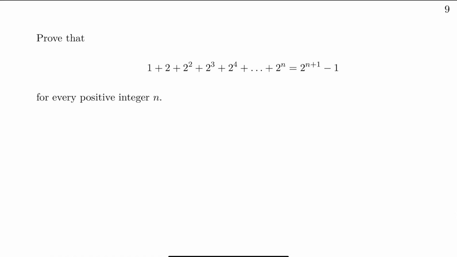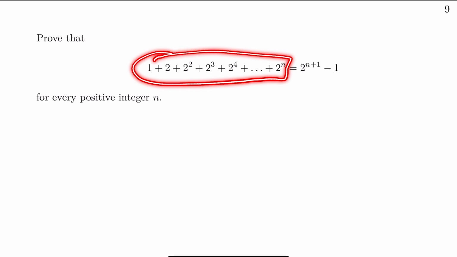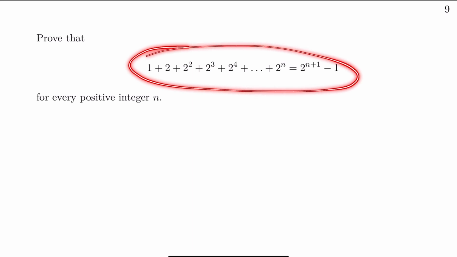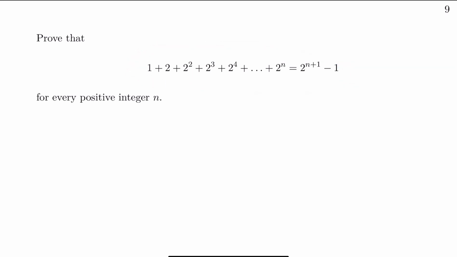In this video, we are going to show that 1 plus 2 plus 2 squared plus 2 cubed plus 2 to the 4th plus all the way to 2 raised to the power of n. As you can see, this is a geometric series with common ratio of 2, equal to 2 raised to the n plus 1 minus 1 for every positive integer n. We are going to prove this by using mathematical induction. So let's get started. Let's start the proof.